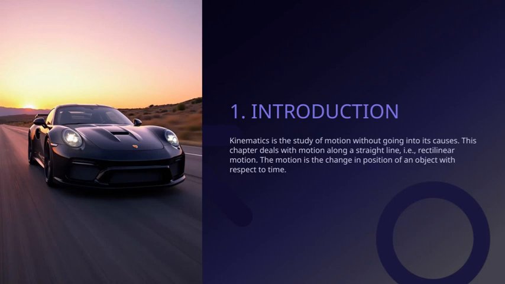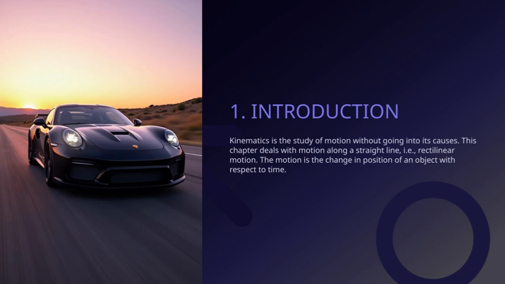Kinematics is essentially the study of motion, but what's important to note is that it doesn't concern itself with the causes of that motion. Instead, it focuses purely on how objects move. Today, we're going to narrow our focus to a specific type of motion called rectilinear motion, which means motion along a straight line. This is a fundamental concept because many real-world movements can be approximated or simplified to straight-line motion, making it easier to analyze.